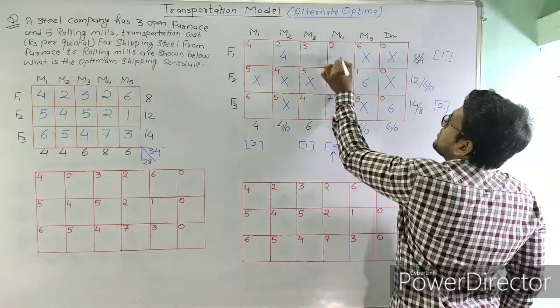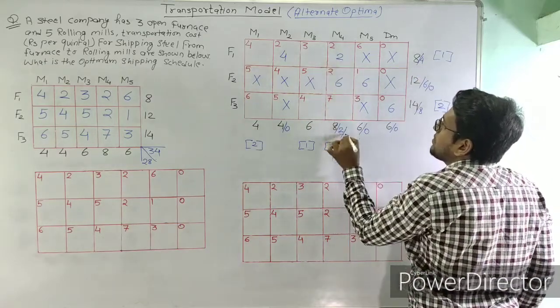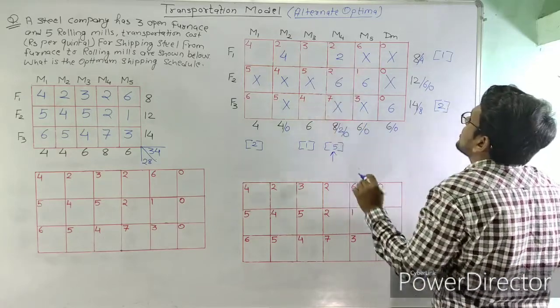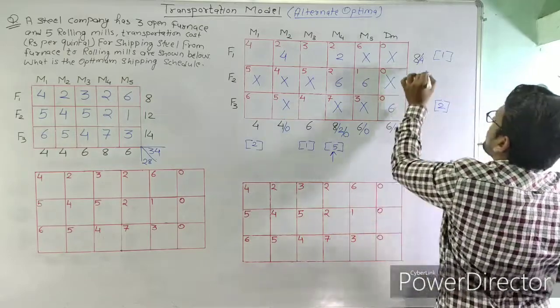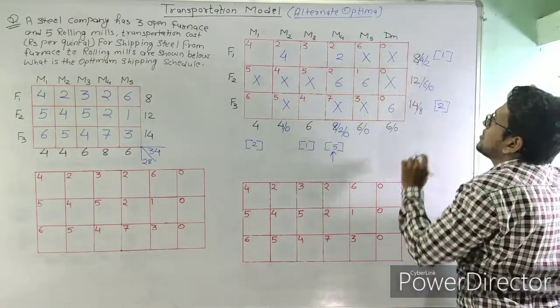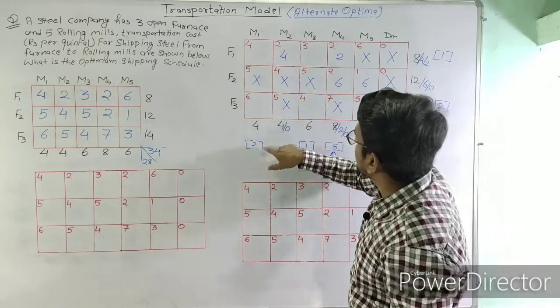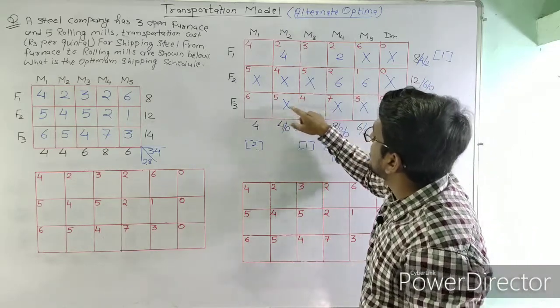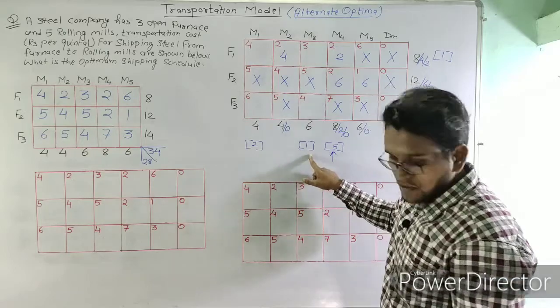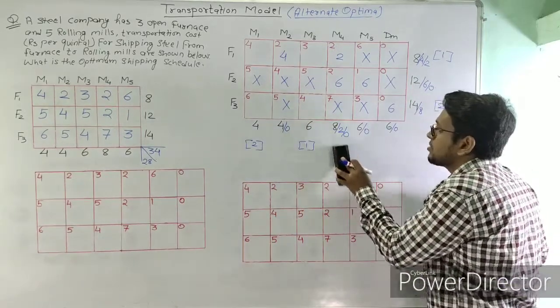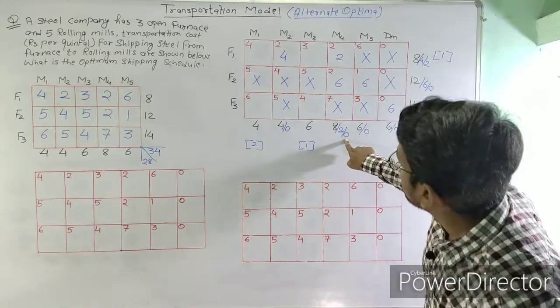That means 2 can be easily allocated here, and this will become 0. So no more allocation can be done here. Similarly, out of 4, now only 2 is remaining. So now we will again calculate. So as the columns do not change, the penalties also do not change, and this will get eliminated because the demand has been fulfilled.